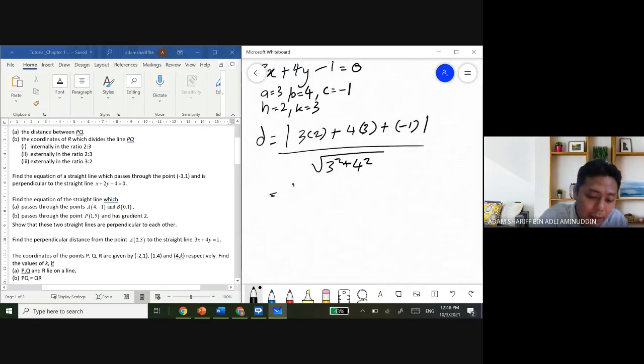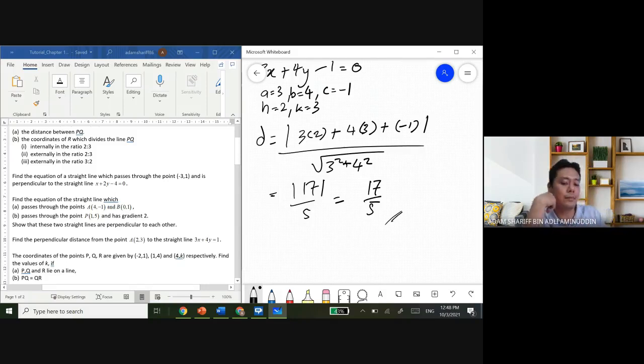And it will be 17 over 5, 17 over 5. Okay, very straightforward. This question is quite straightforward.